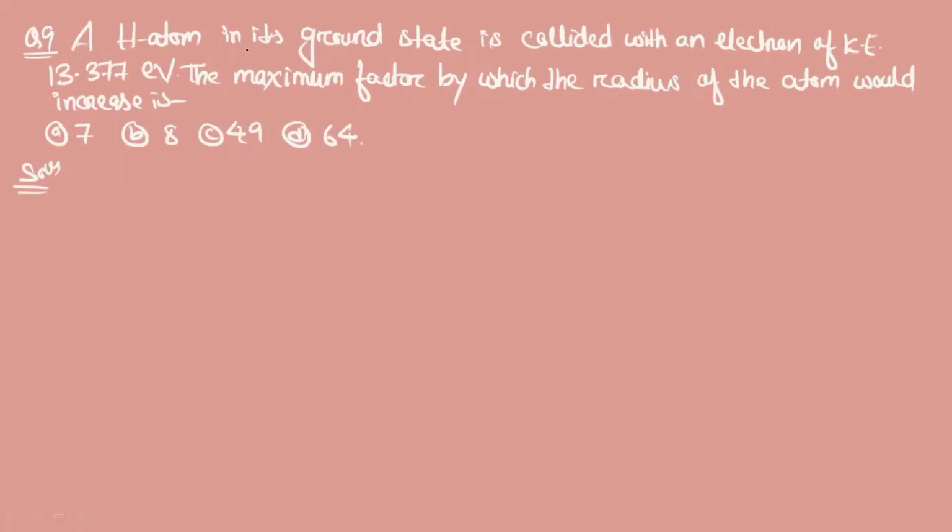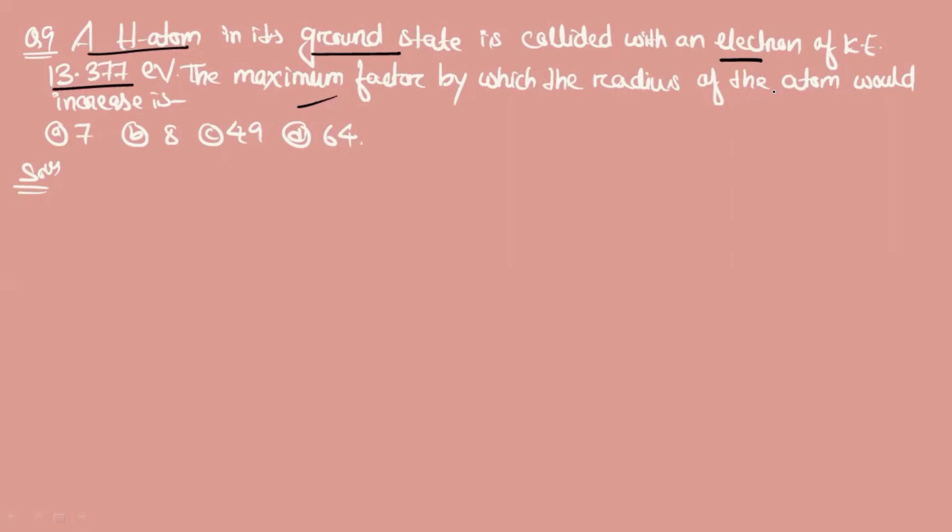So here it is said a hydrogen atom in its ground state is collided with an electron of kinetic energy 13.377 electron volt. The maximum factor by which the radius of the atom would increase is. So you're having a hydrogen atom which is in its ground state. Okay, it is colliding with an electron whose kinetic energy is what? 13.377 electron volt. So you will have to say by which maximum factor the radius of the atom would increase. Clear? Means the radius of the hydrogen atom would increase.